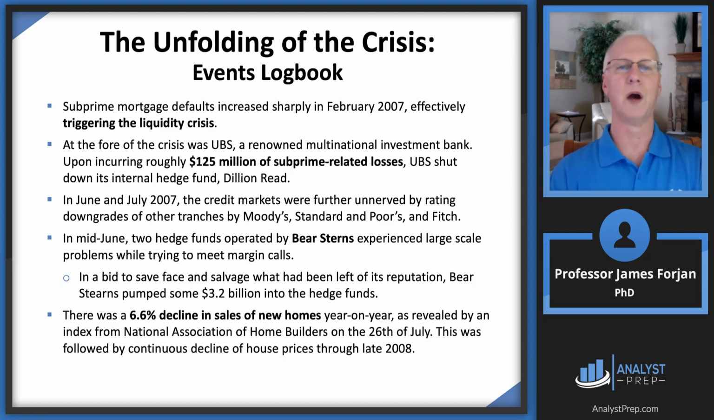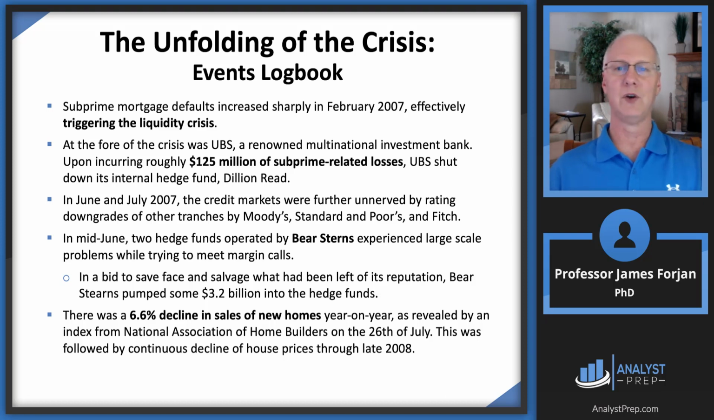So subprime mortgage defaults increased sharply in February of 2007. This triggered a liquidity crisis. There was one big bank, UBS, which had lots and lots of subprime-related losses, so much so that it had to shut down one of its hedge funds. Now, the ratings agencies were, of course, alerted to this, that maybe they needed to go back and reevaluate their ratings. And so there were multiple downgrades in the summer of 2007.